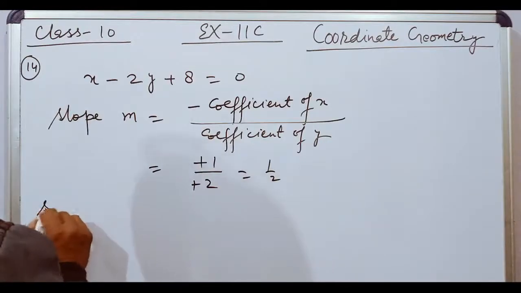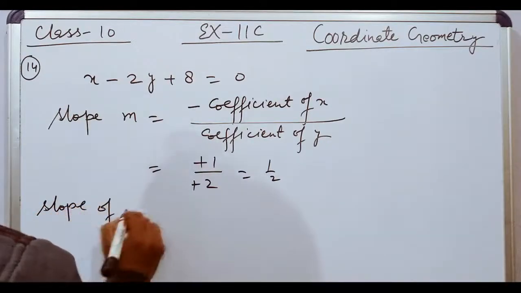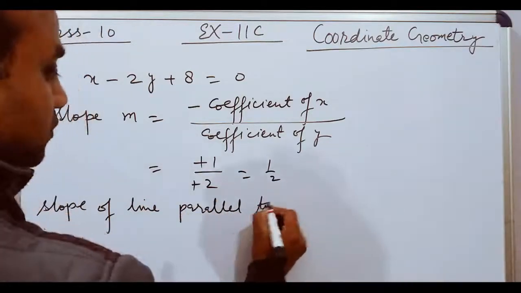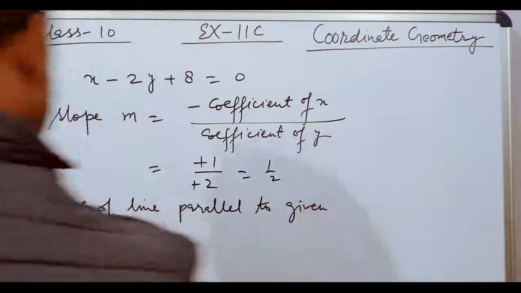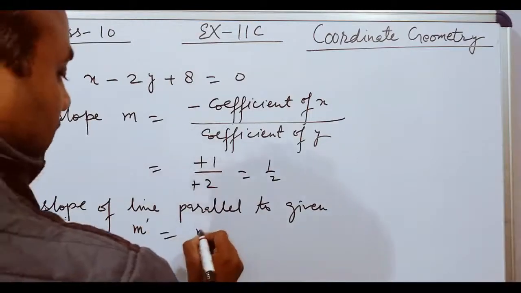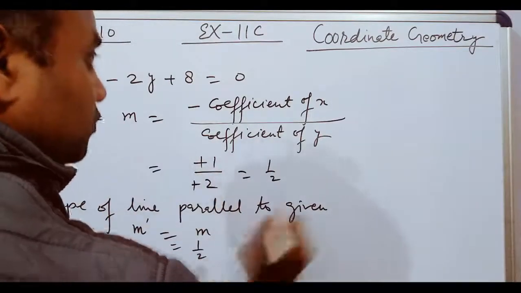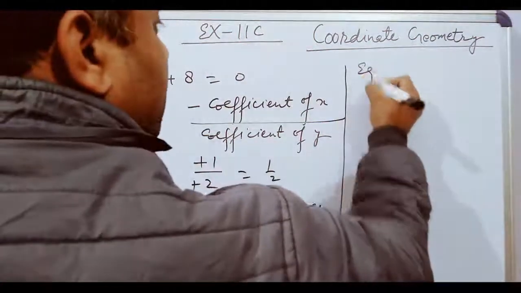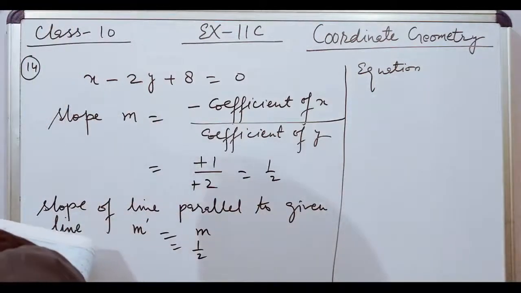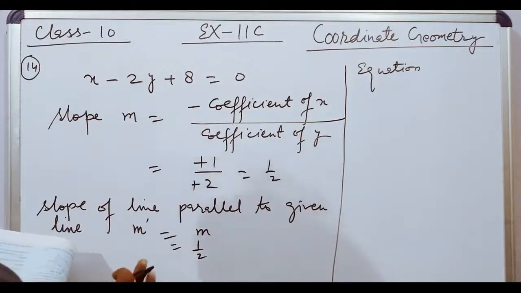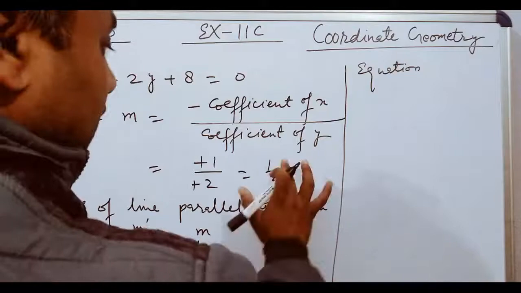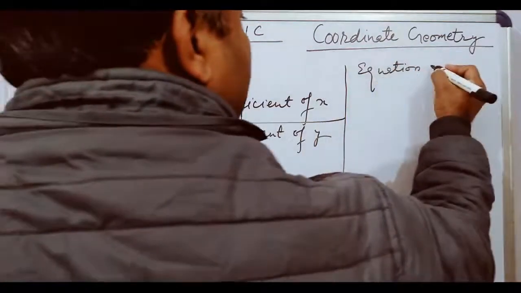So slope of line parallel to the given line, m dash equal to 1 upon 2. We have to find the equation of line passing through point (1, 2) and parallel to this line, meaning slope 1 upon 2. Slope is the same.